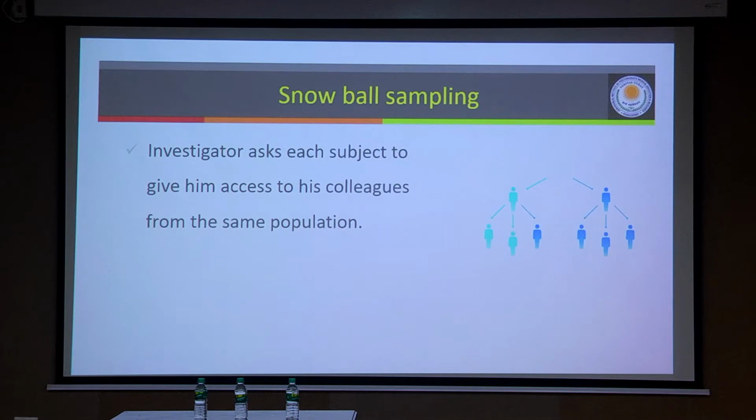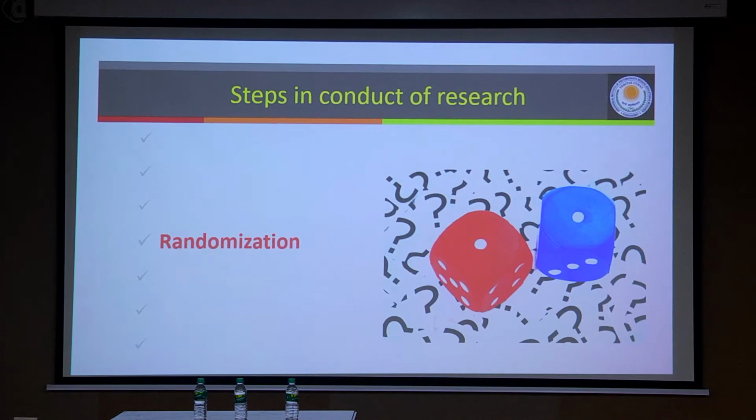So though there are different types of sampling, as far as clinicians are concerned, particularly those who are in anesthesia or other medical fields, we need to remember about the convenience sampling only. Now let's move on to the next step, that is randomization. Randomization is very important. If you don't do randomization, the study will be null.